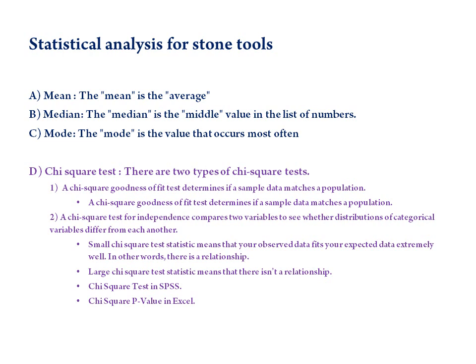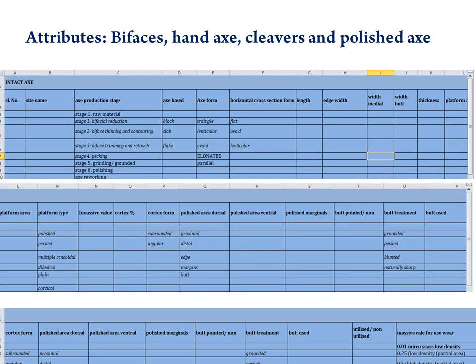This chi-square test can be done on SPSS software as well as Excel software. SPSS would be the higher version. All this will tell us the relationship from one tool to the other tools in terms of quantity and quality modes. Coming to the attributes, attributes can be broadly divided into a number of features. For example, in this distributive chart, I have shown this kind of attributes are suitable for the bifaces, hand axes, cleavers, and polished axes.